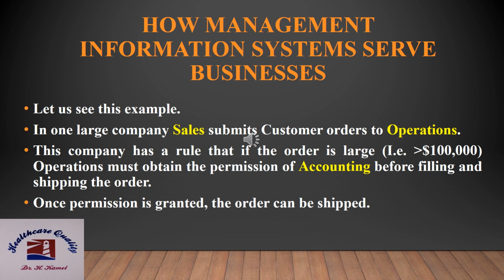In one large company, sales submits customer orders to operations. This company has a rule that if the order is larger than $100,000, operations must obtain the permission of accounting before filling and shipping the order. Once permission is granted, the order can be shipped.